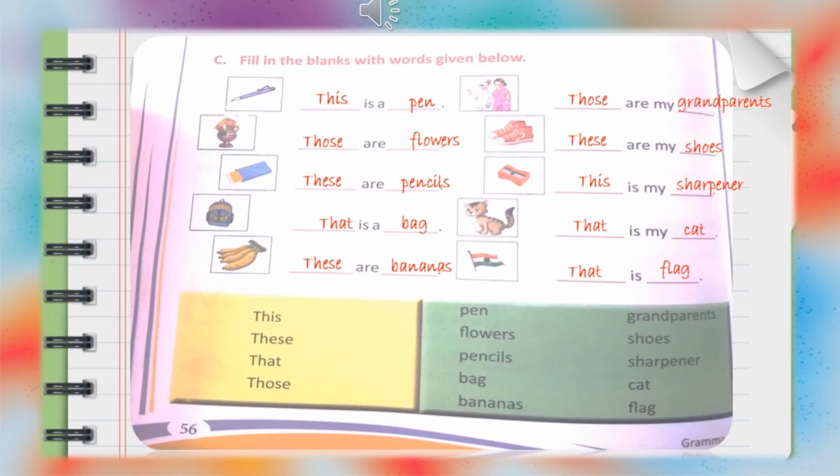These are my shoes. As we can see, this is the picture of the shoes. So we have written here shoes, and these because the object is closer to us.